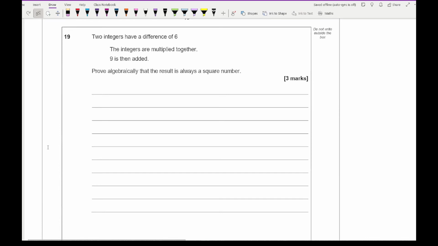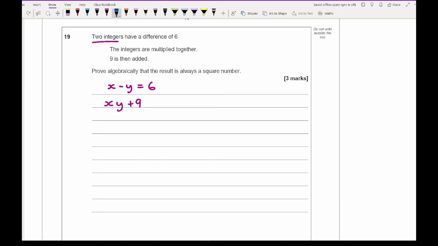Moving on to question 19, it says two integers have a difference of 6. The integers are multiplied together and 9 is added. Prove algebraically that the result will always be a square number. First of all, let's have a look at these two integers. The two integers have a difference of 6, so if we call them x and y, that's x minus y equals 6. It says the integers are multiplied together, so that's xy, and 9 is added. We need to prove that the result is always a square number.